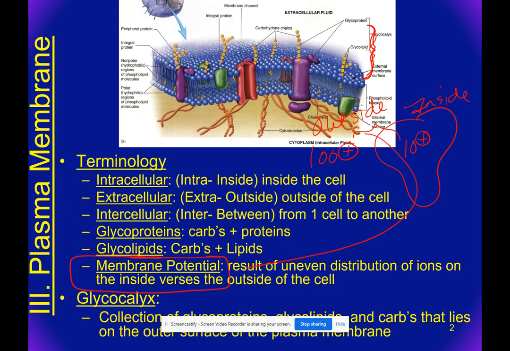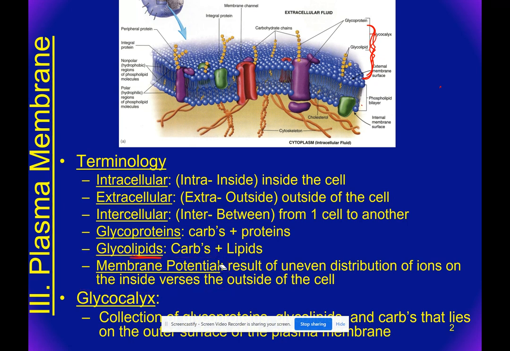is the membrane potential. Now, why do we say it's a potential? Because it does have the potential to change. I can actually move some of those ions if the conditions are right. So we say it's a membrane potential. That's the charge on the membrane, but it can potentially change.